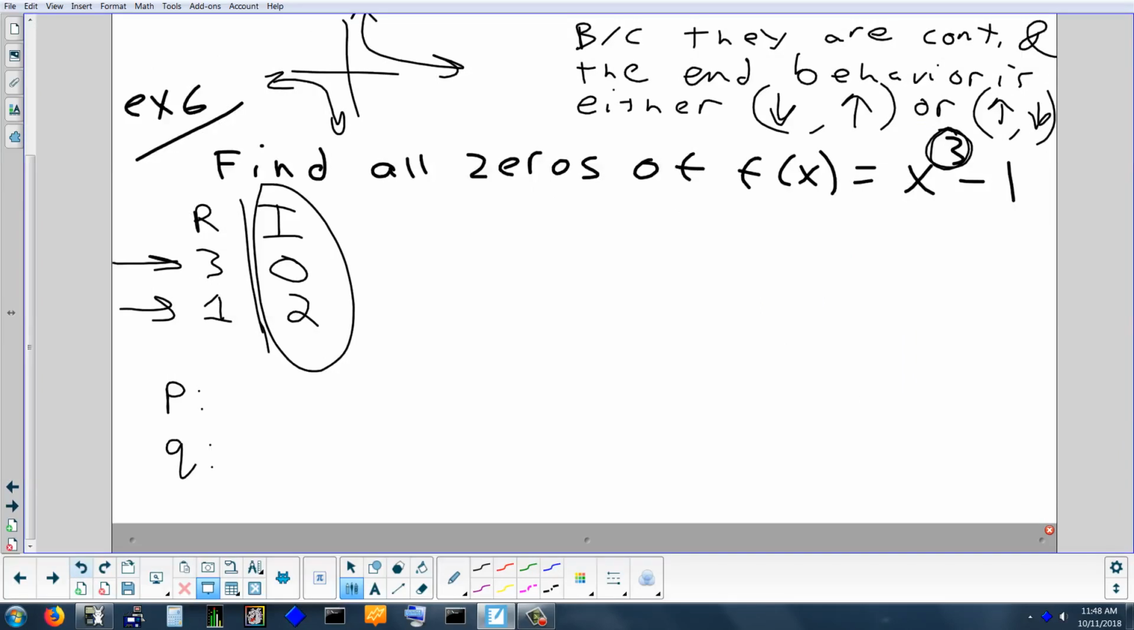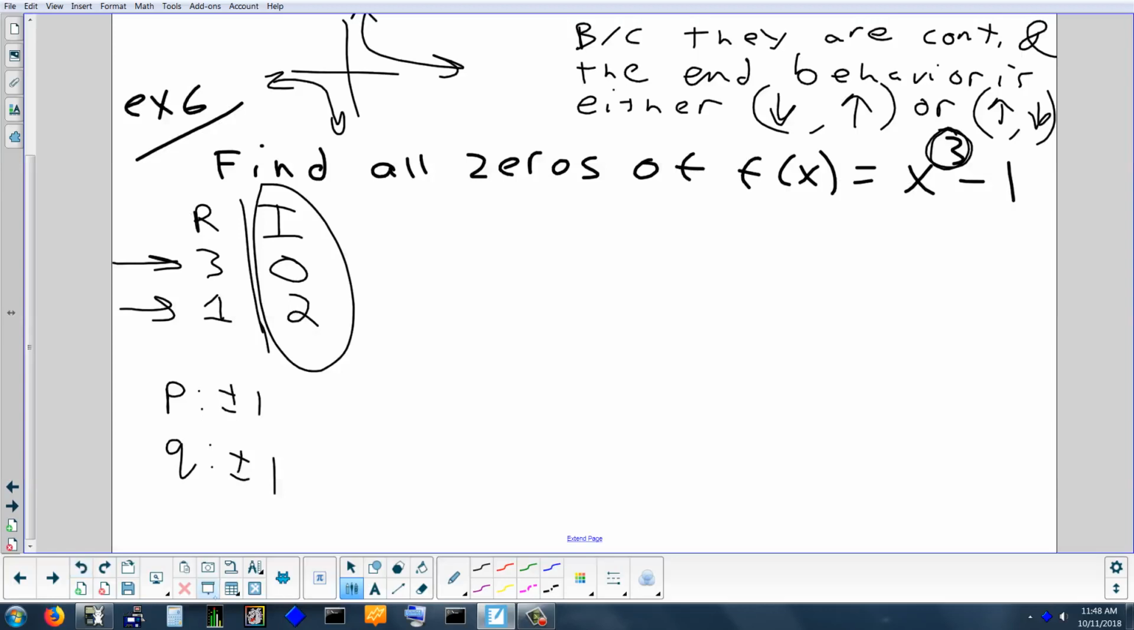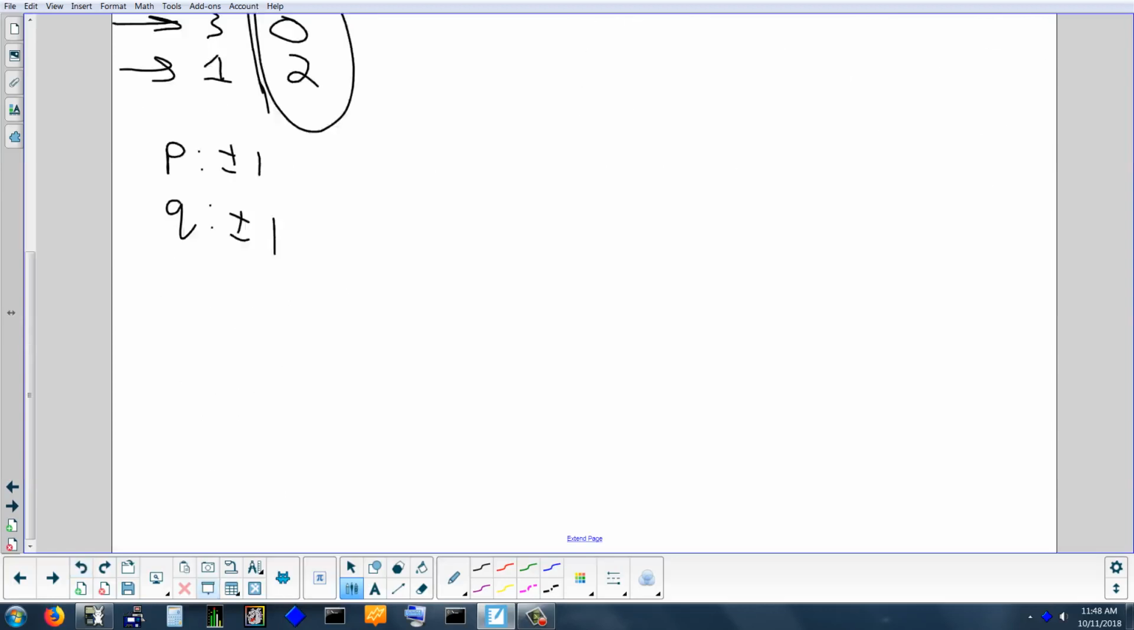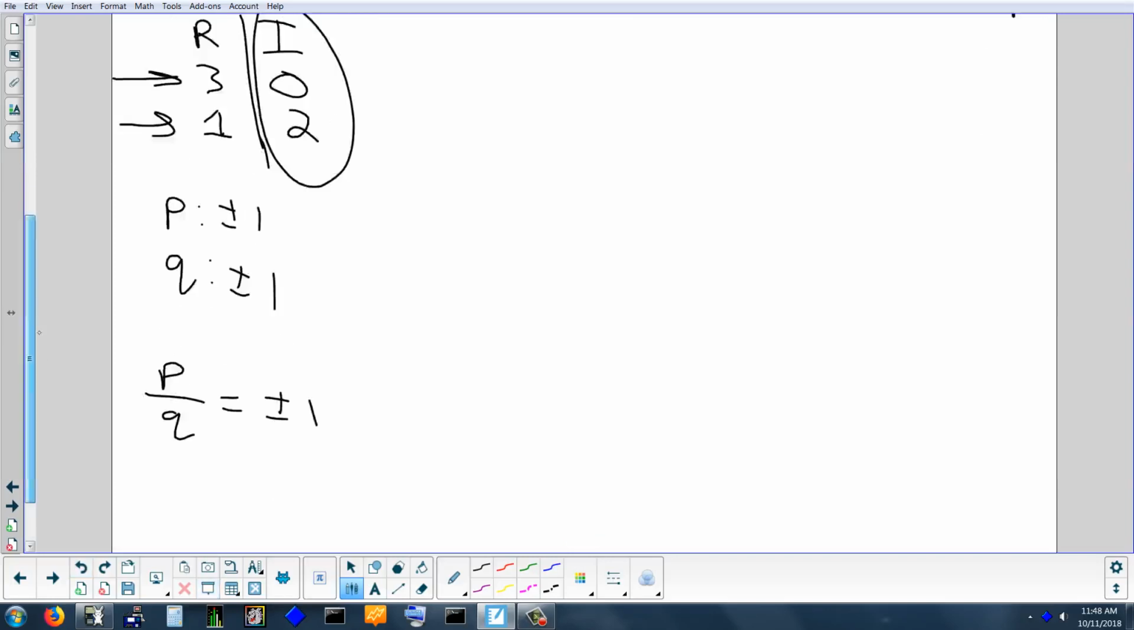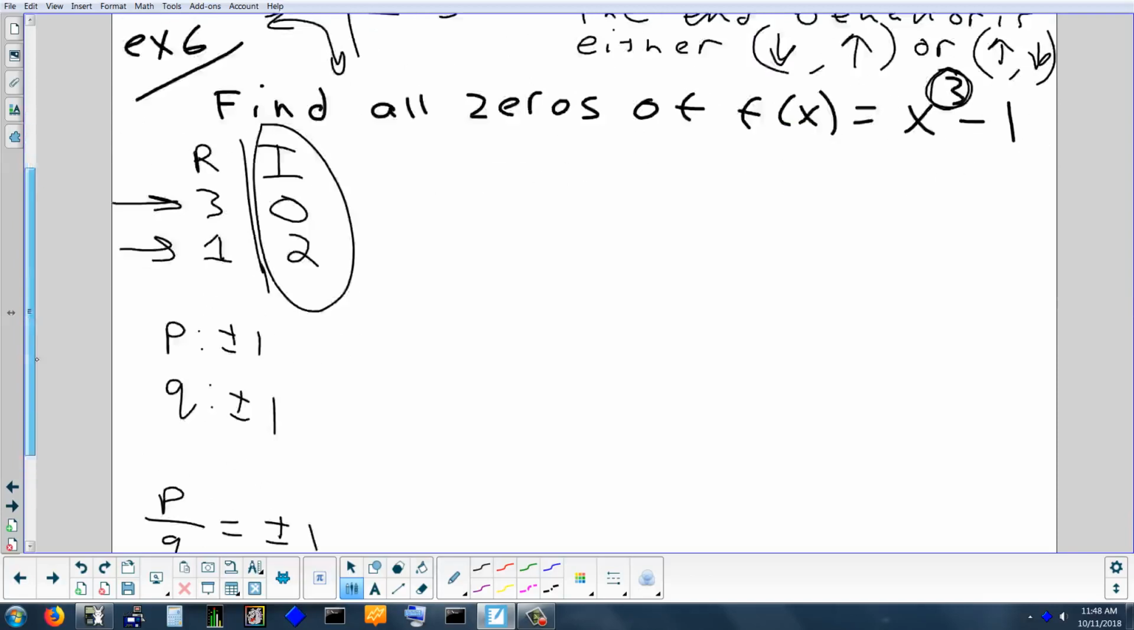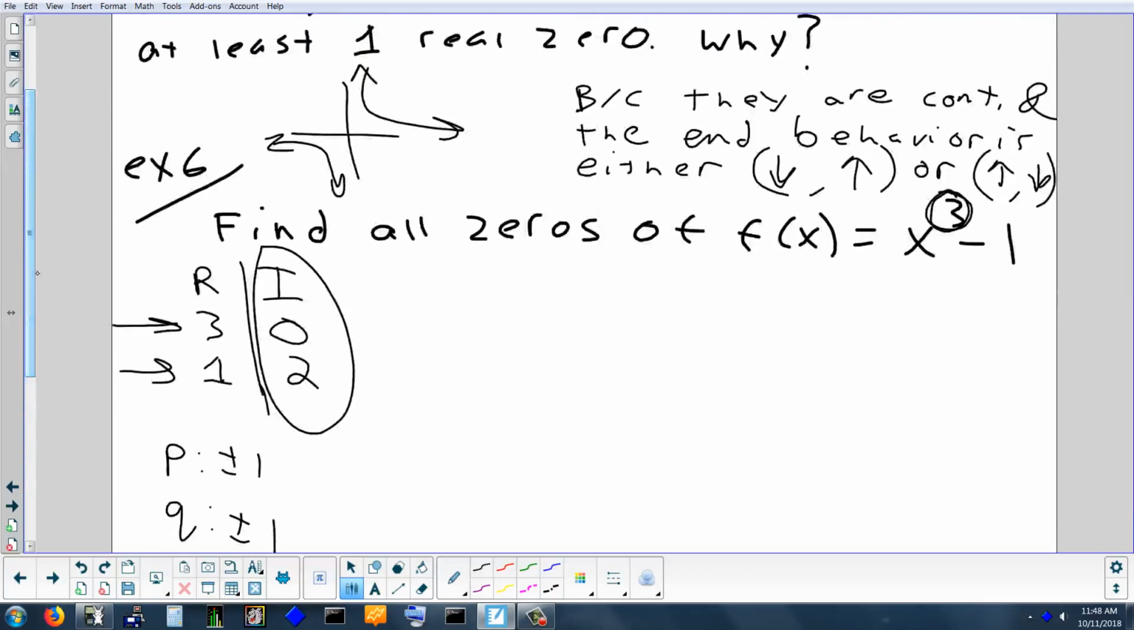So let's find a rational root. What are my factors of p here? Yeah. Plus or minus 1. The factors of q are plus or minus 1. So now, if I have a rational root, it's of the form p over q, which is just plus or minus 1 divided by plus or minus 1. So not very exciting. Does anybody see what number, if you plug it in there, would work and give me 0 without me even graphing it?